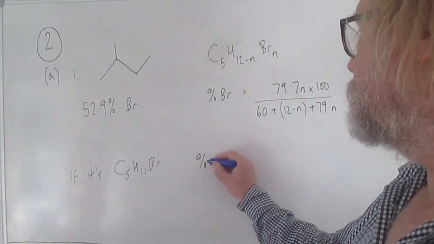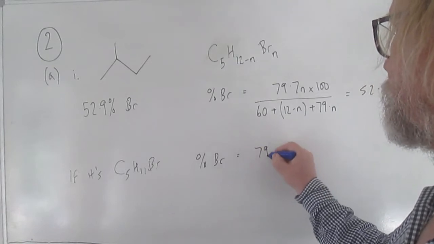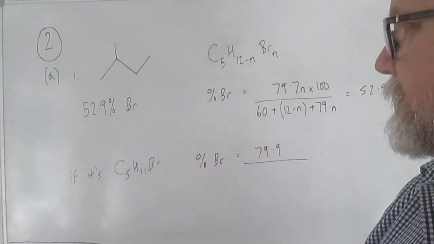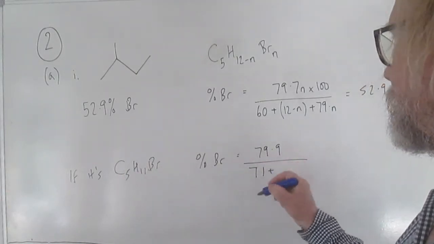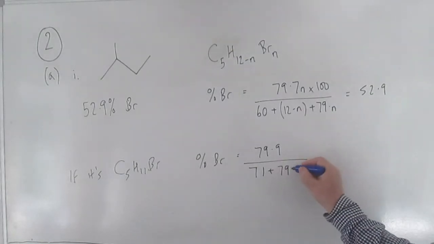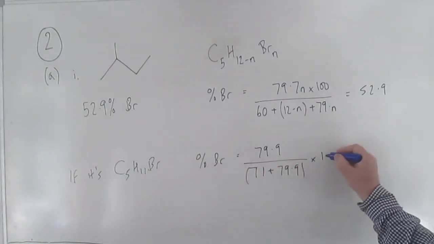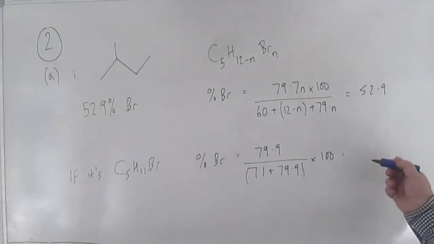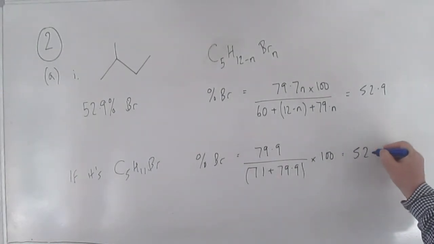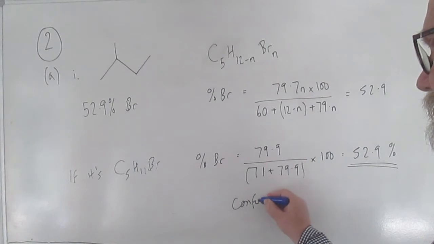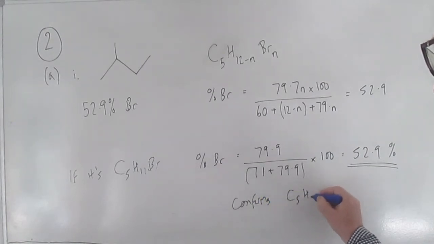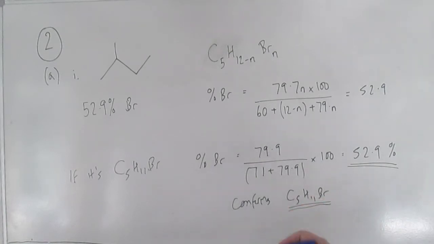So then the percentage Br is just equal to 79.9, because we've got one bromine over the total. So 5 12s are 60, plus 11 is 71, plus 79.9, times 100, and that works out indeed to be 52.9. So that confirms C5H11Br. Okay, so that's probably the sensible thing, is just to guess and confirm that that's the case.